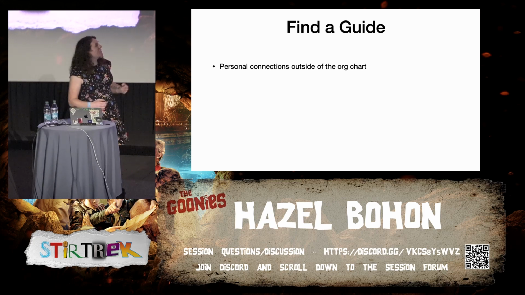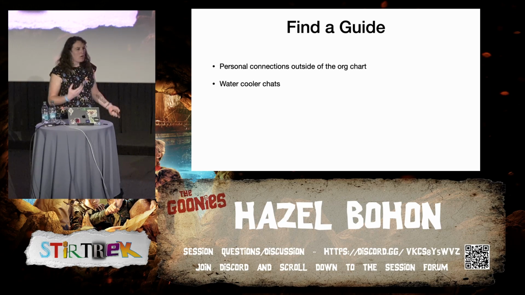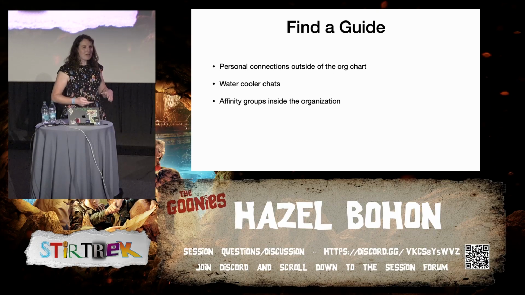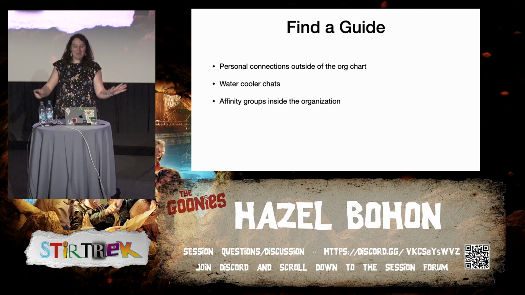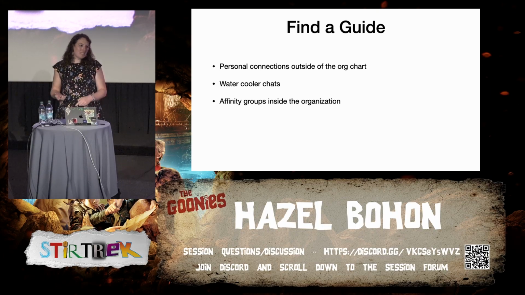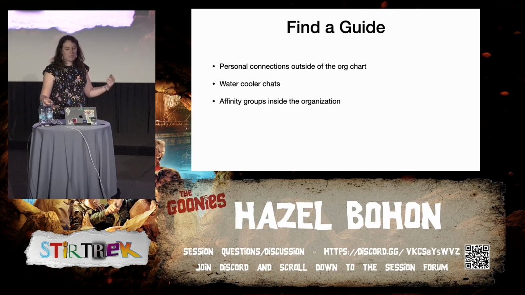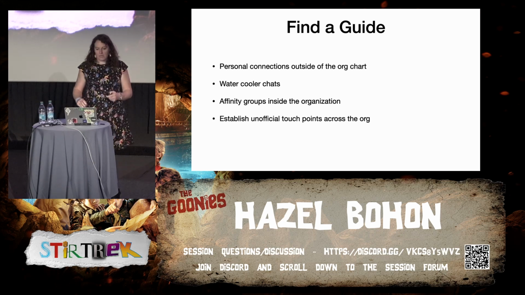Personal connections outside of the org chart are a really great way to build this. Just water cooler chats, talking to people inside your organization who aren't on your development team. I know that can be scary for some software engineers, but trust me, it's not that bad. You can find affinity groups within your organization, people who have similar interests. Clubs, hobbies, things like that can be a great way to create these sort of unofficial touch points across the organization.